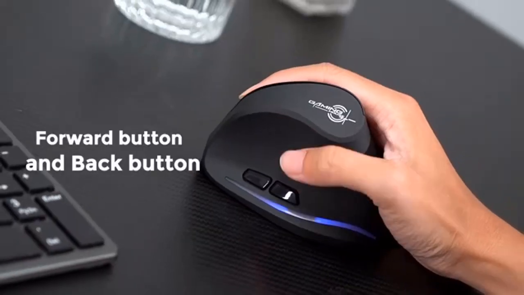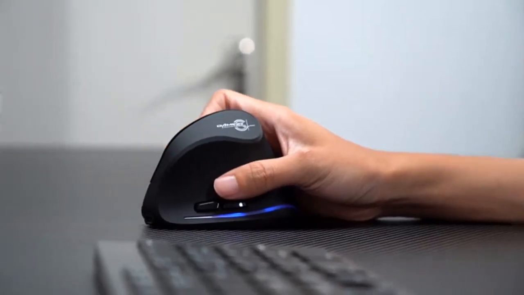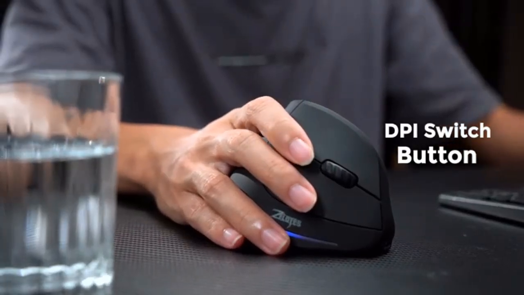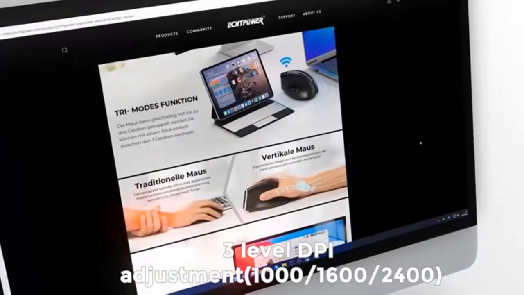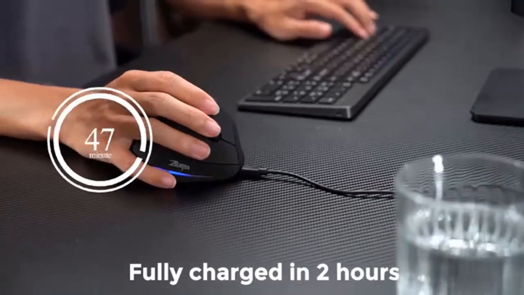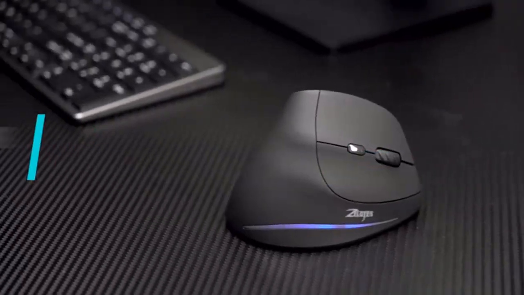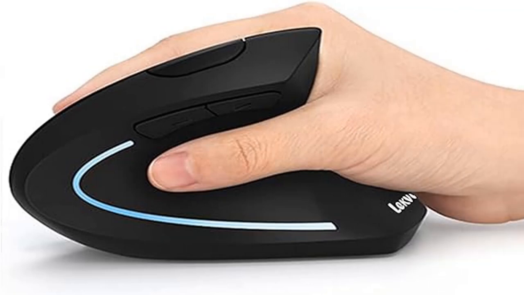800/1200/1600 dpi levels easily adjust the sensitivity of the mouse. High capacity rechargeable battery: built-in rechargeable battery, you no longer need to buy batteries, very convenient. Easy to use: one nano USB receiver at the bottom of the mouse, just plug and play.